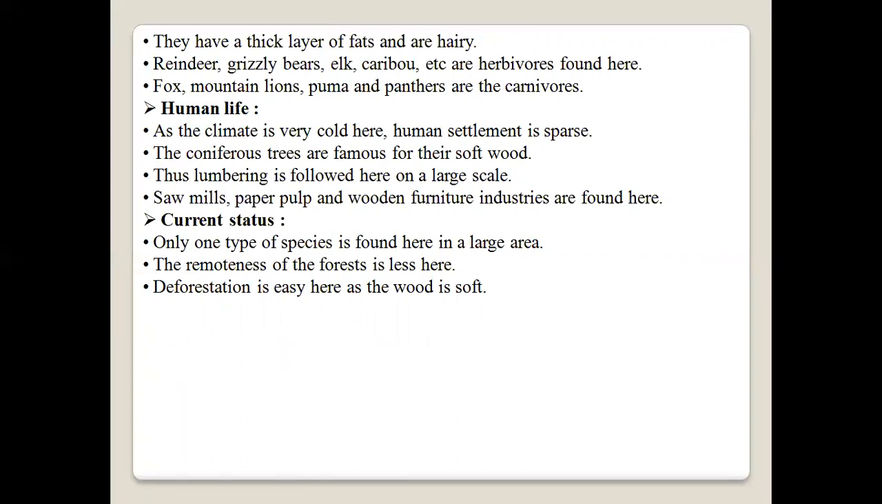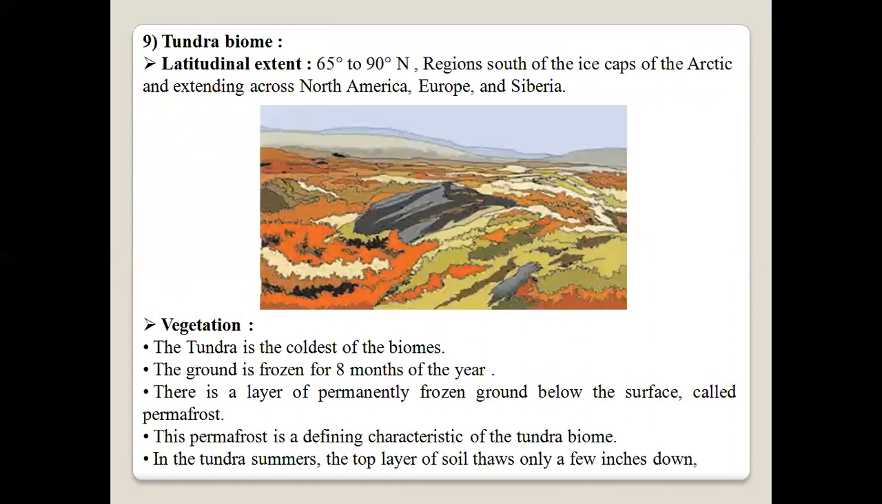Current status: only one type of species is found here in a large area. The remoteness of the forest is less here. Deforestation is easy here as the wood is soft. Next is the tundra biome. Latitudinal extent: 65° to 90° north. Regions south of the ice caps of the Arctic and extending across North America, Europe, and Siberia.